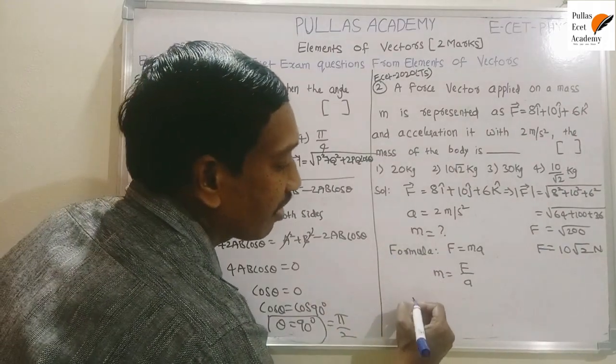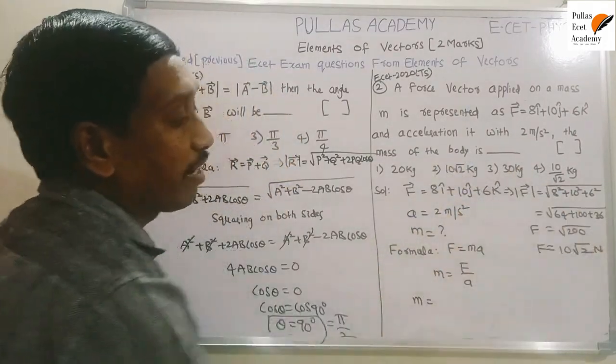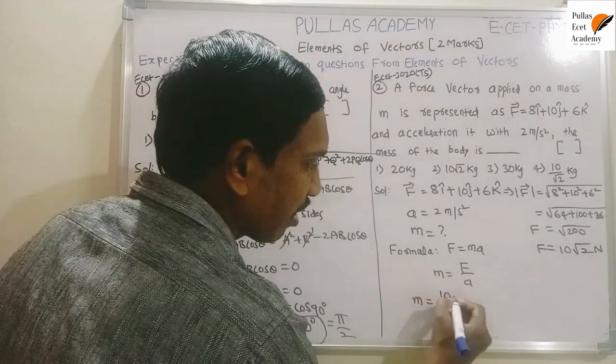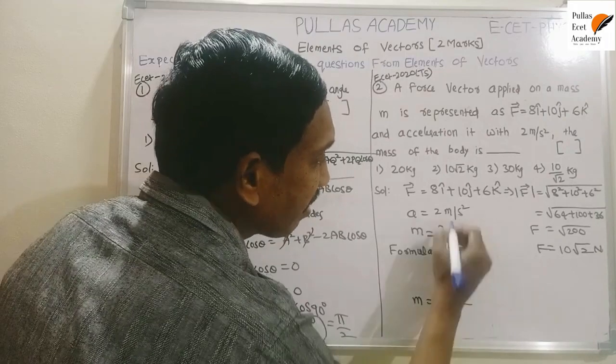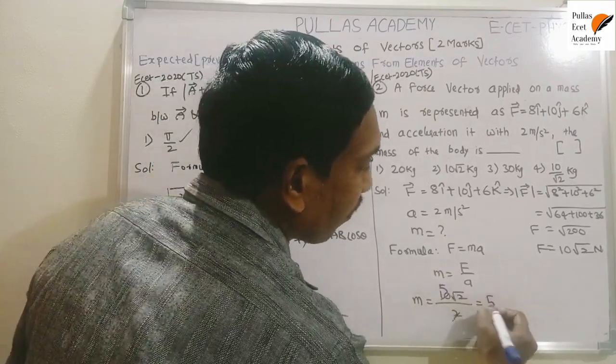Mass is a scalar quantity, it has only magnitude. That's why we must convert into magnitude, and after that substitute in the formula. Then what is the magnitude here? 10 root 2 divided by a, which is given as 2. So 2 into 5, the answer is 5 root 2.